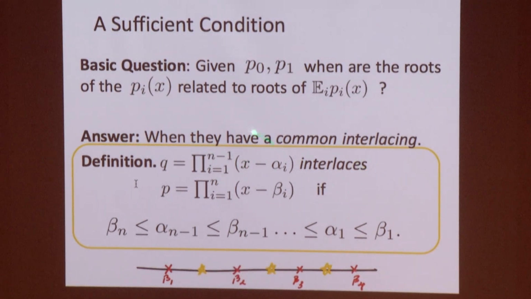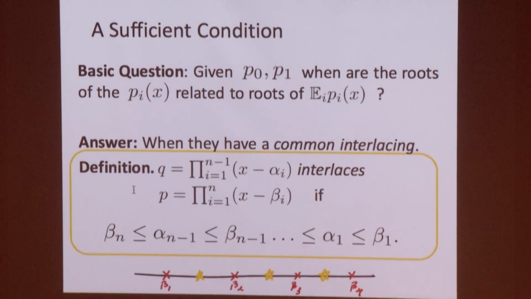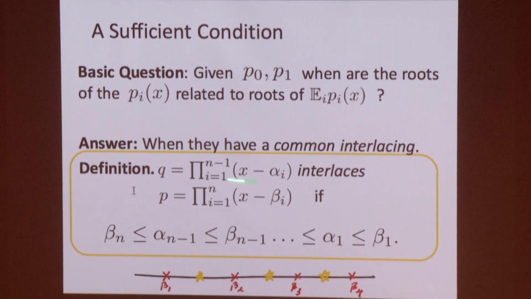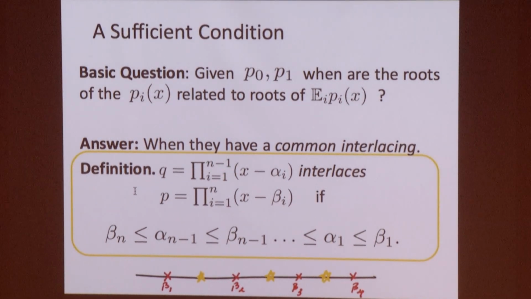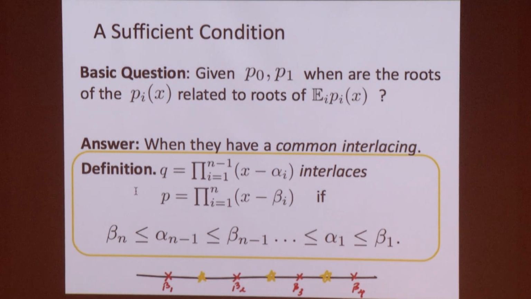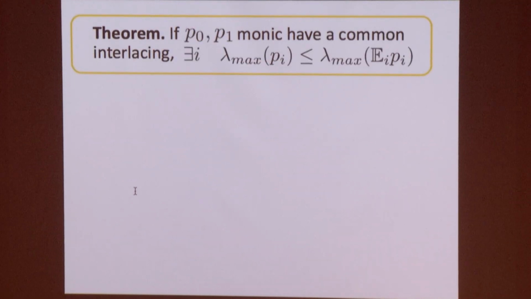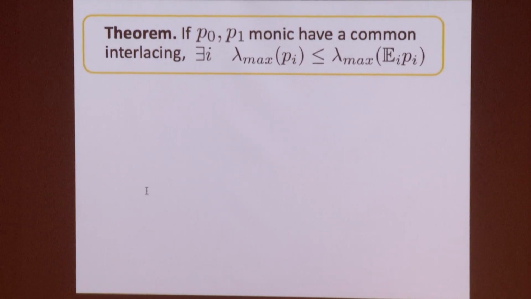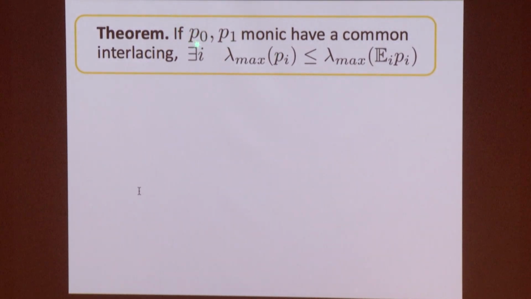The key idea is this concept of interlacing. What's the definition of interlacing? Polynomials p and q with real roots interlace, so q interlaces p, if between every two roots of p, there's a root of q. That's a very classical notion, and this can be the same for degree n. Between every two roots of p, there's a root of q. And then the main theorem, which is really the heart of this entire method, can be proved in one slide. If you have two monic, real-rooted polynomials, and they have a common interlacing, then the sum has real roots, and the largest root of one of them must be at most the largest root of the average.